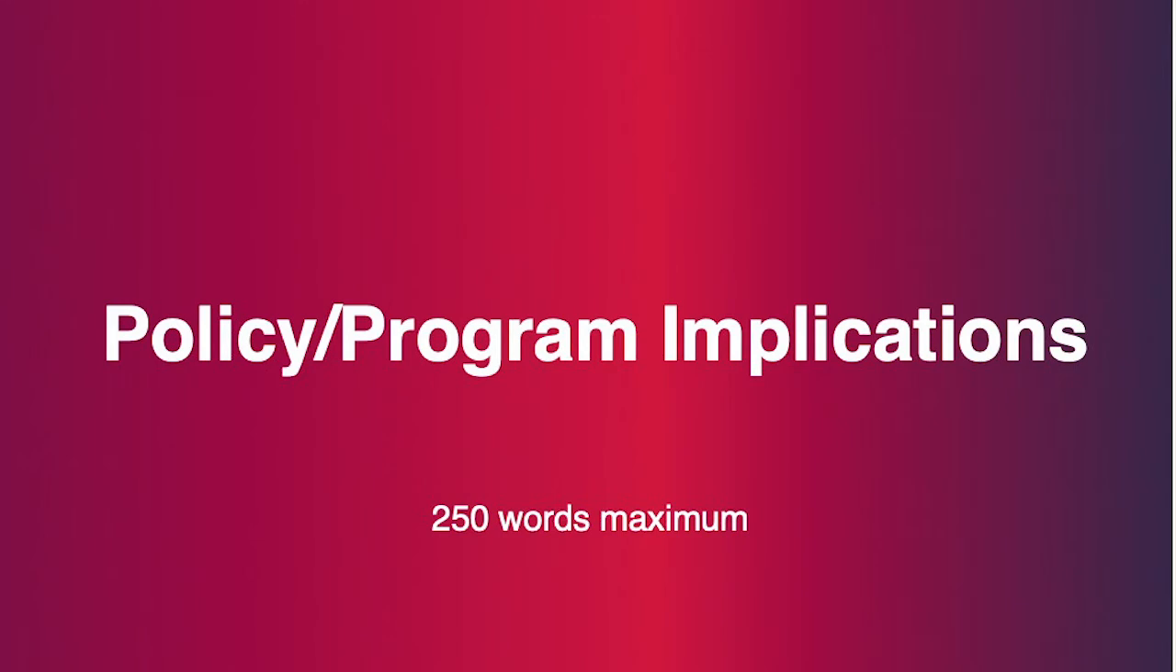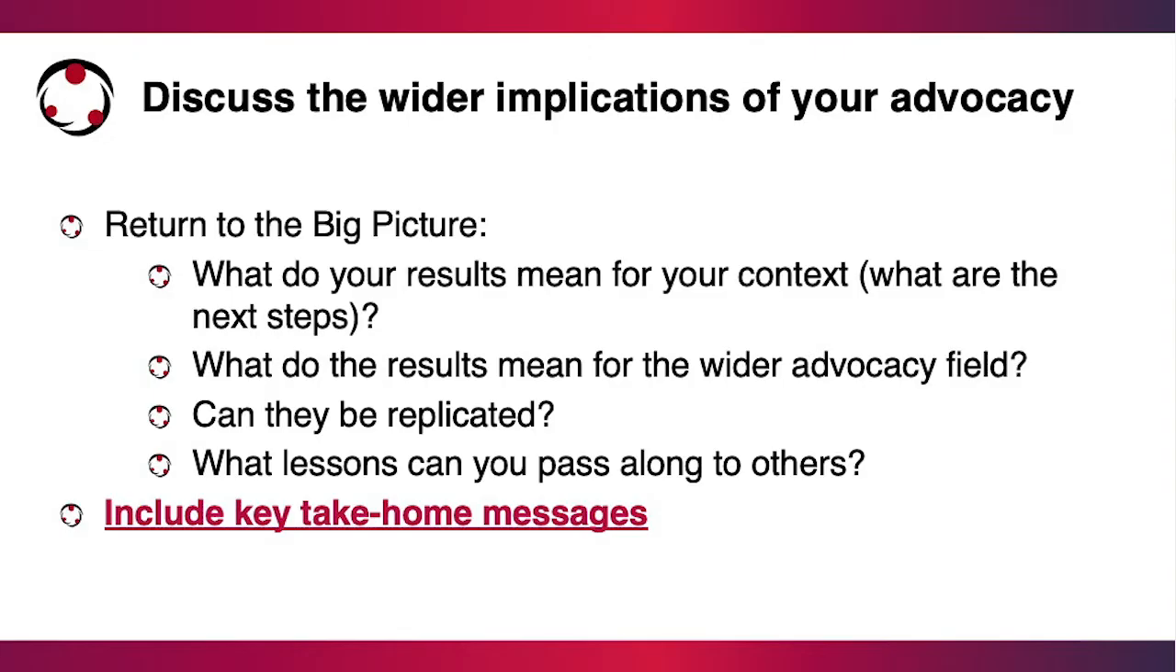This should be no longer than 250 words. This section is where you return back to the big picture. You should report what your results mean for your context, what are the next steps, what do the results mean for the wider advocacy field, could they be replicated in other countries, and what lessons can you pass along to other advocates? This is where you would include any key take-home messages.